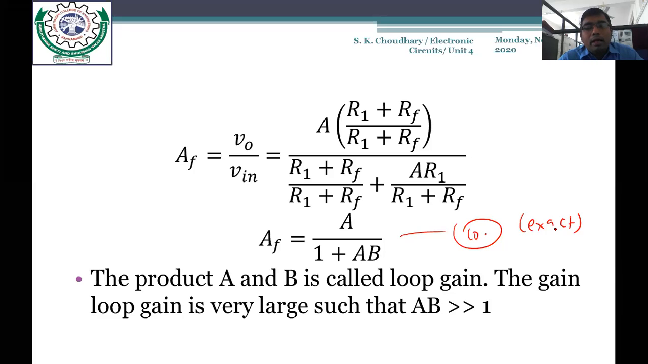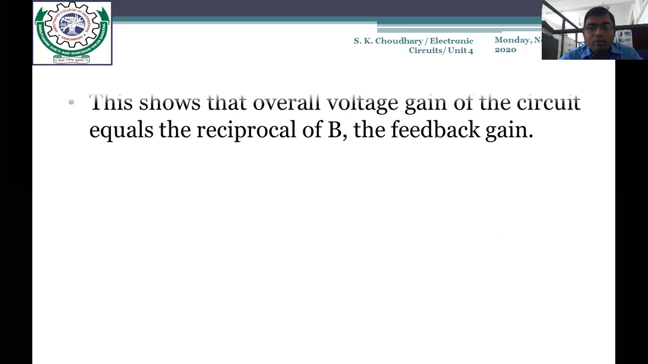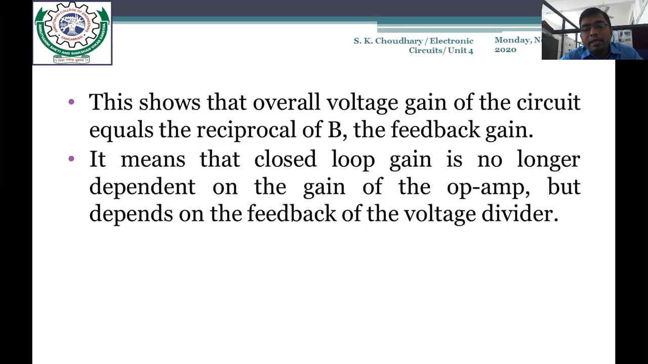But as usually the open loop gain is very large, AB would also be very large as compared to 1. And if so, you come back to equation number 9, meaning AF would be equivalent to 1 upon B. So again we see that this equation is king, that the overall voltage gain of the circuit equals the reciprocal of the feedback gain. It means that closed loop gain is no longer dependent upon the open loop gain of the op amp. It would only depend upon the feedback circuit.